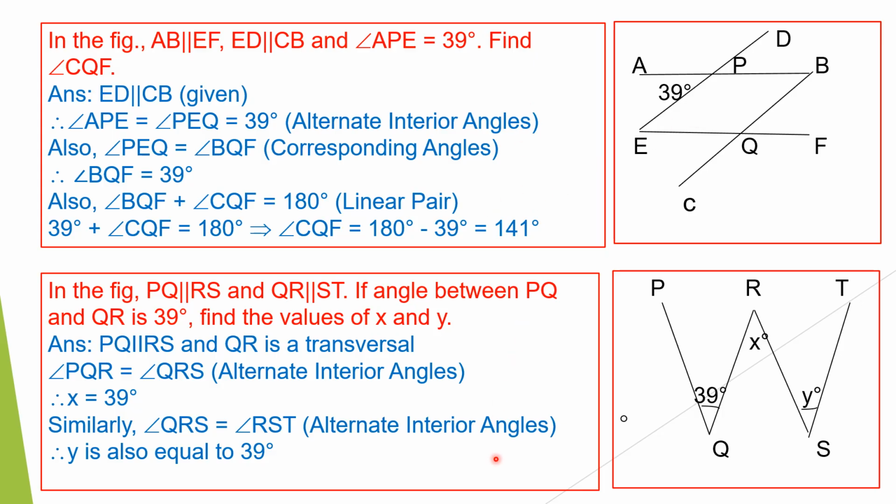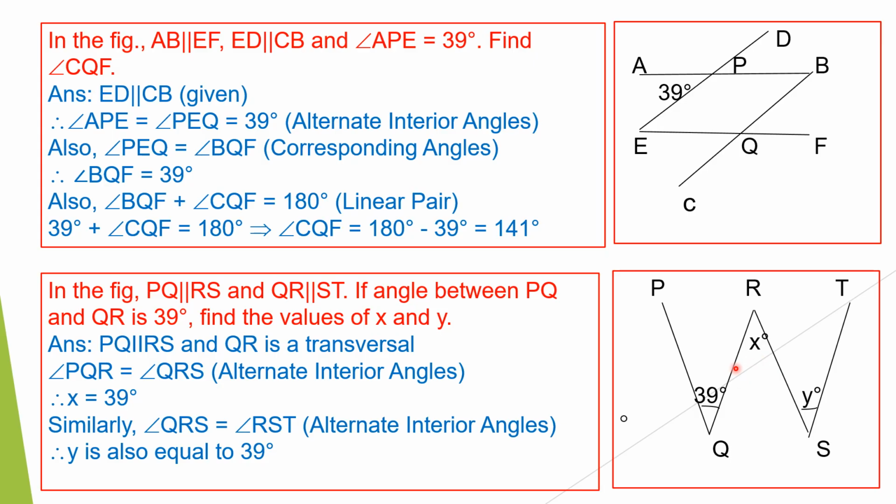The next one, here, this angle is 39 degrees. You have to find the values of x and y. And what is given to you? PQ is parallel to RS and QR is parallel to ST. Now, this line PQ is parallel to RS and this is a transversal. If this is 39 degrees, this is also 39 degrees. So we got x to be 39 degrees.